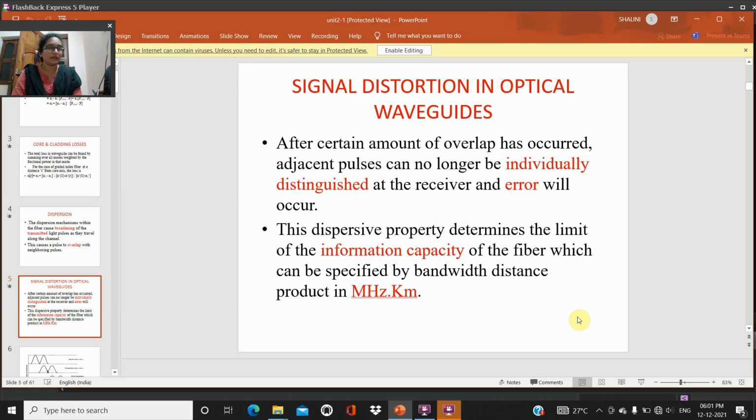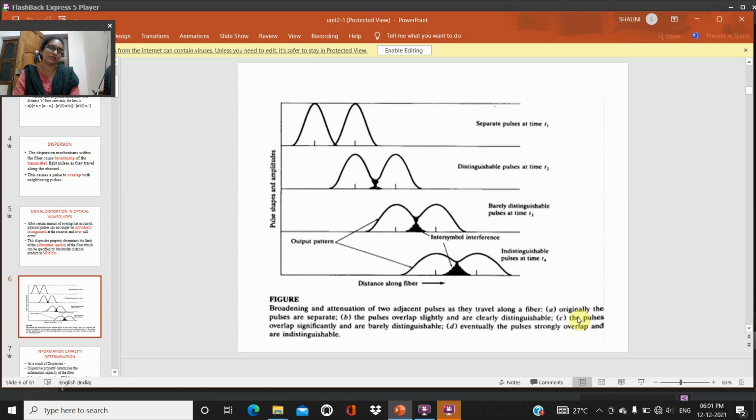This dispersive property determines the limit of the information capacity of the fiber, which can be specified by bandwidth distance product in megahertz into kilometers. So this is how the adjacent pulses may be overlapped and the broadened part is formed. Broadened part means dispersion will be formed. See the figure: the pulses at time 1, time 2 and time 3, due to time intervals, how these pulses may be broadened due to the overlapping of the neighboring pulses.